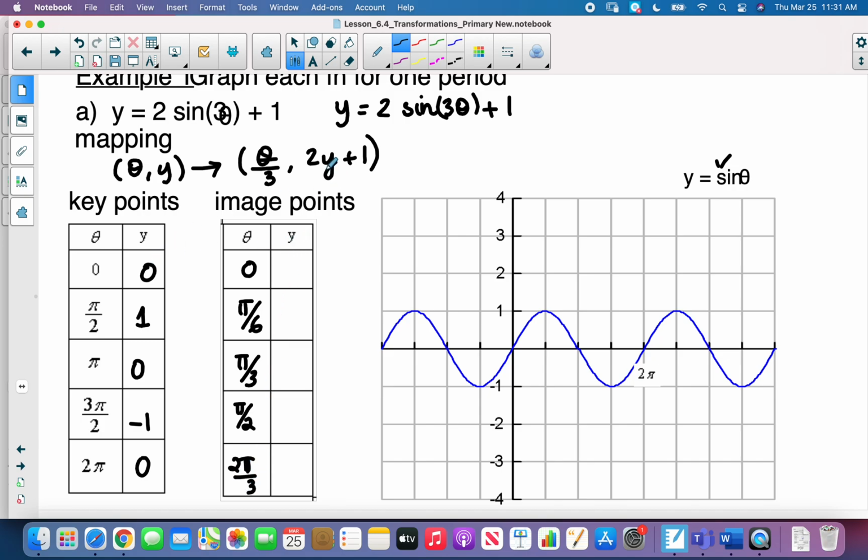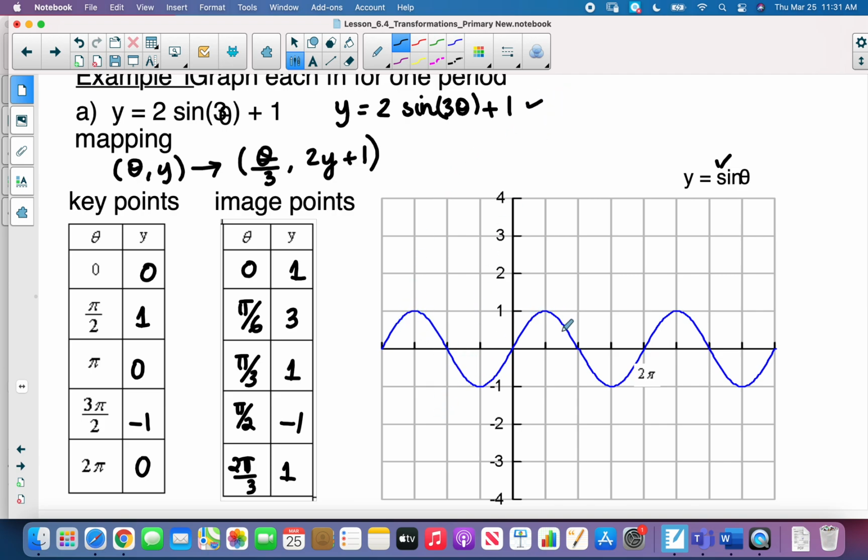The y values, multiply each of them by 2 and add 1 to it. So you get 1 here. 1 times 2 is 2 plus 1 is 3. 0 times 2 is 0 plus 1 is 1. -2 plus 1 is -1. 0 plus 1 is 1. So now that we have it, we can now graph the transform function.